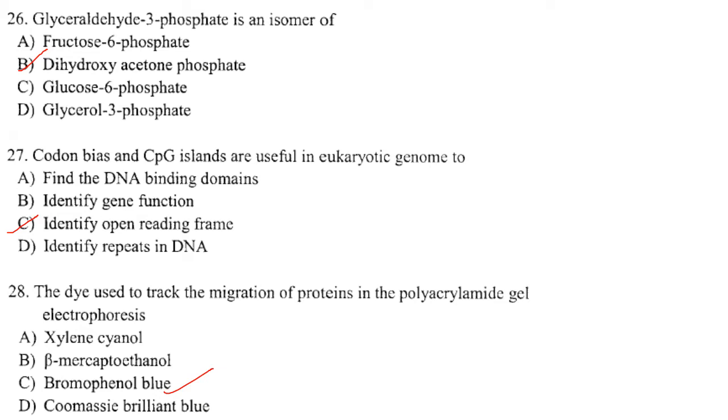Sorry. Codon bias is the phenomenon often observed in coding region of DNA for certain codons to be used over other codons for the same amino acid. So the answer here is identify open reading frame. Answer is option C. Then the dye used to track the migration of proteins in the polyacrylamide gel is bromophenol blue. Answer is option C.